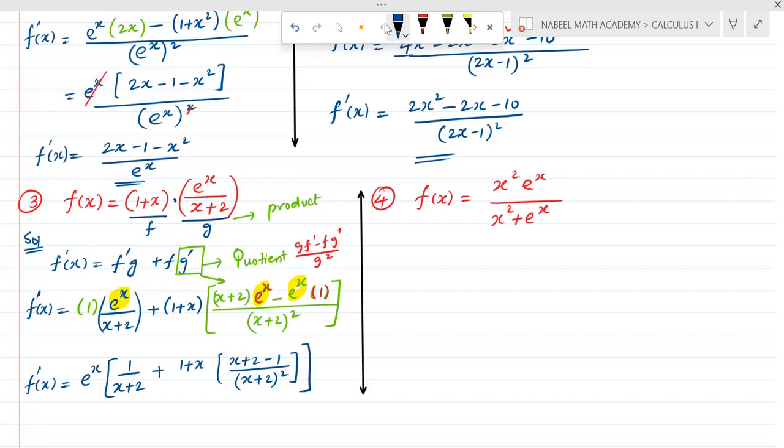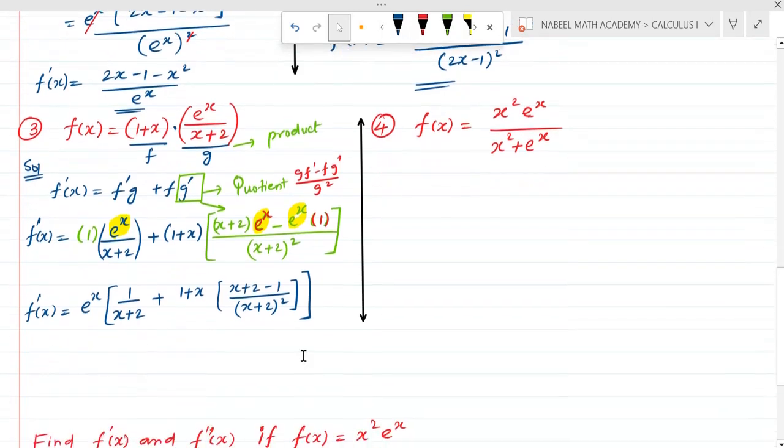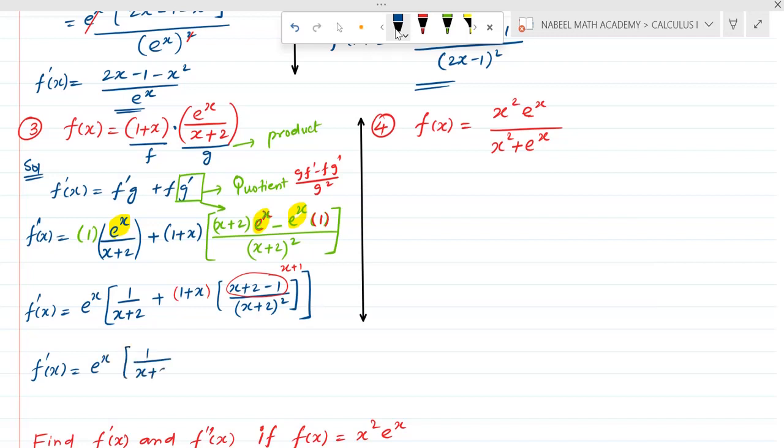Now if you simplify, this becomes x plus 1. Already x plus 1 is outside. So if you multiply, the final answer will be f prime of x equal to e power x times 1 over x plus 2, plus, over x plus 2 whole square, in the numerator 1 plus x and x plus 1, which is x plus 1 whole square. That's it.